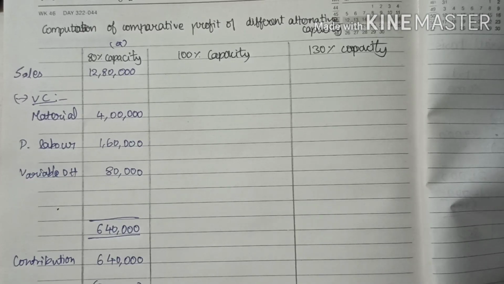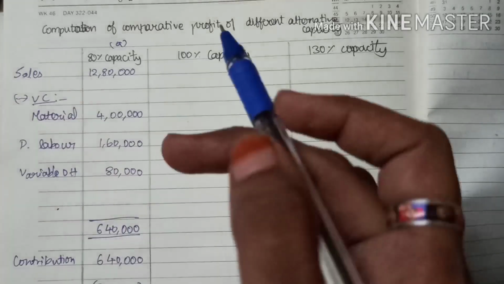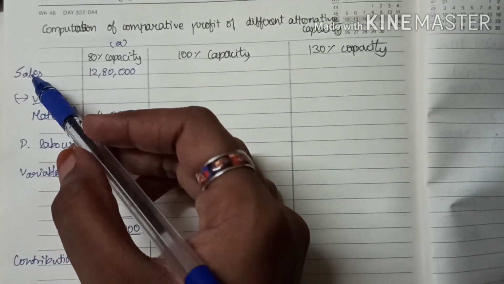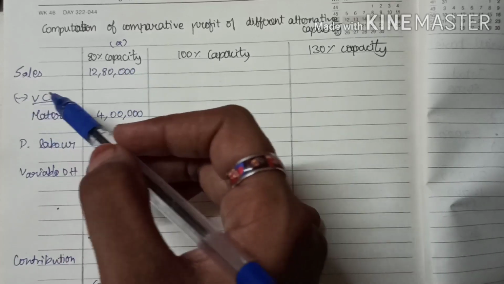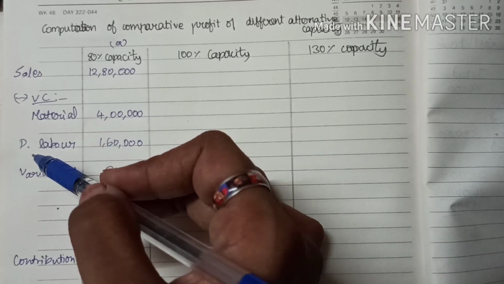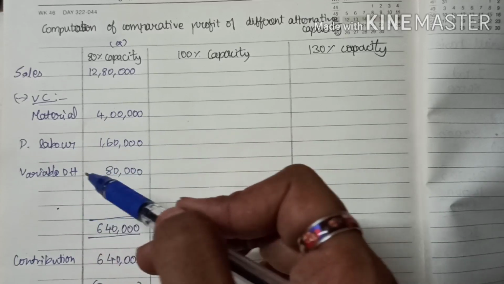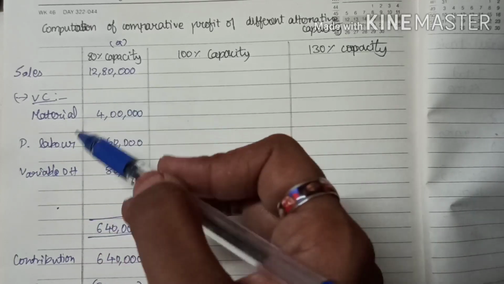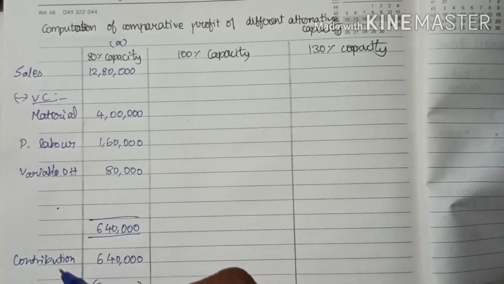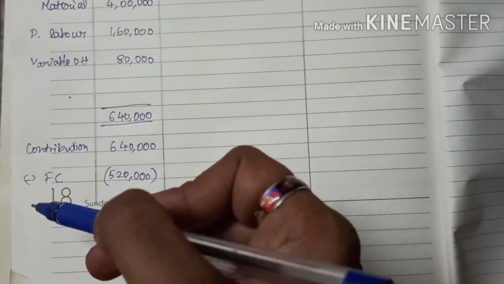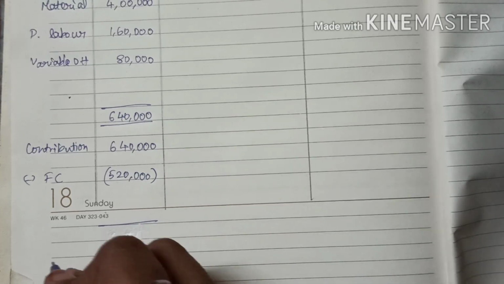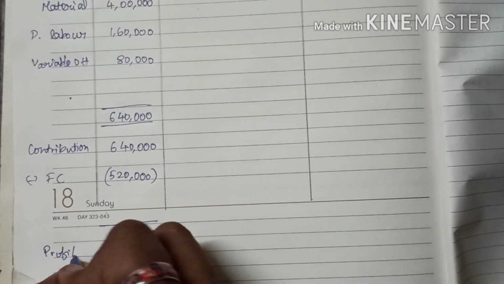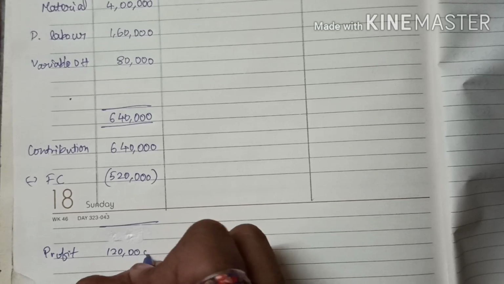Now we are going to find profit under the first alternative. For that, first you put sales, that is 12,80,000, and then variable cost: material 4 lakh, direct labor 1,60,000, and variable overhead 80,000. If you add these three, you will get 6,40,000, and find the contribution. And then you subtract fixed cost, that is 5,20,000, and you will get profit, that is 1,20,000.